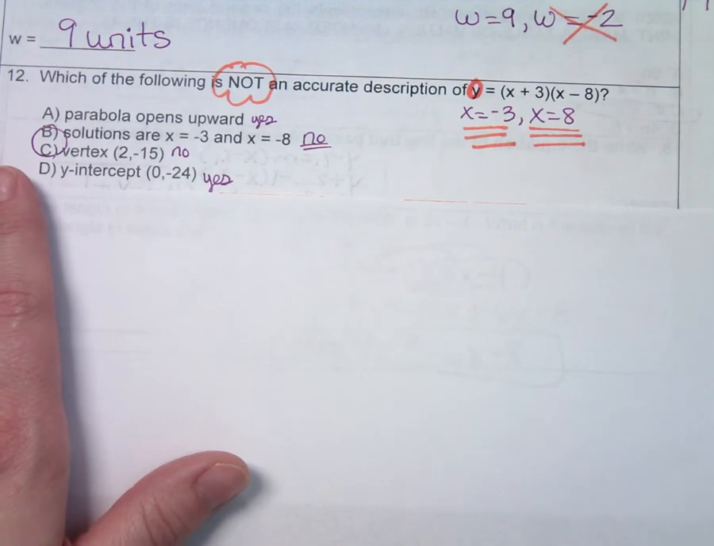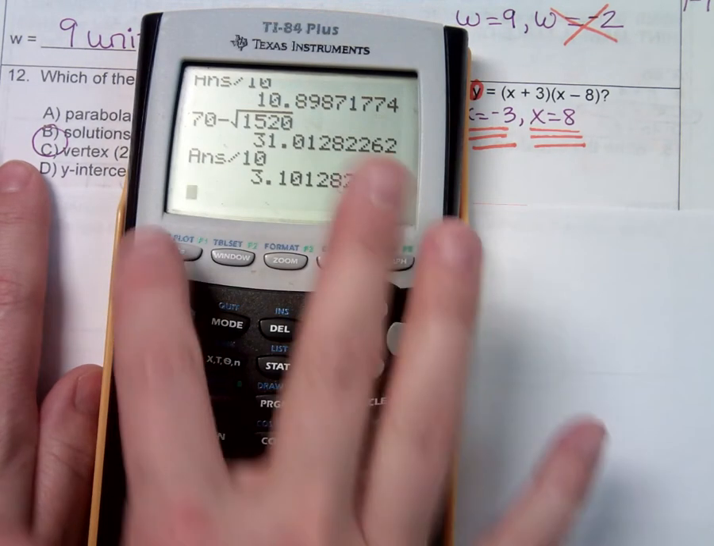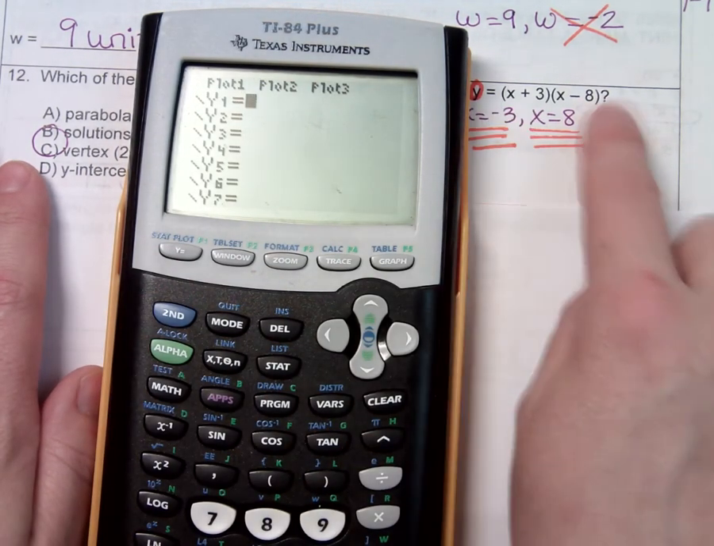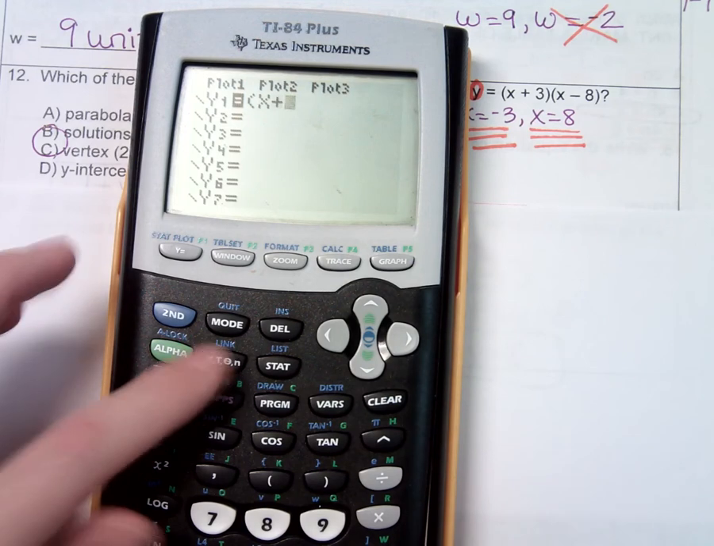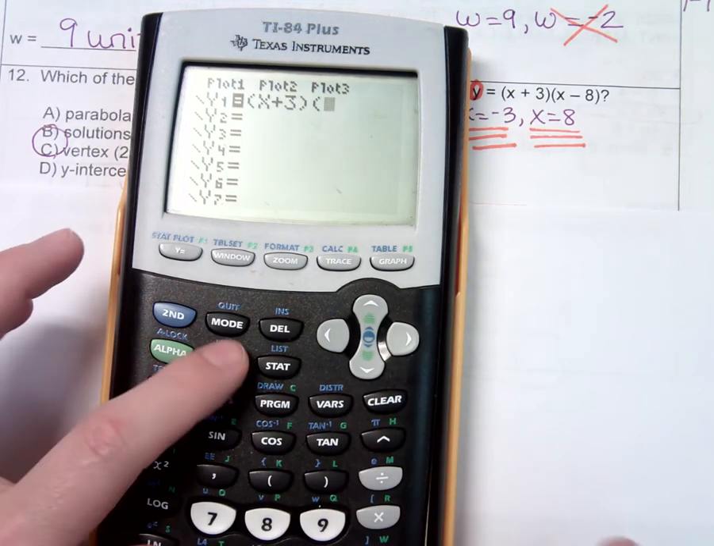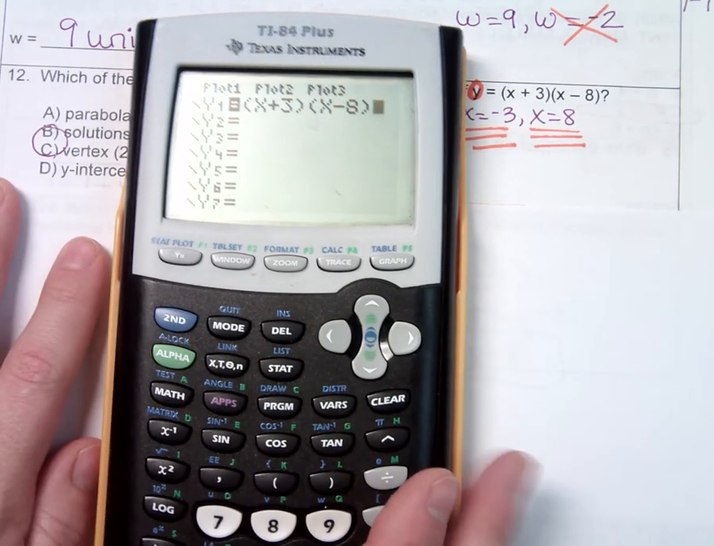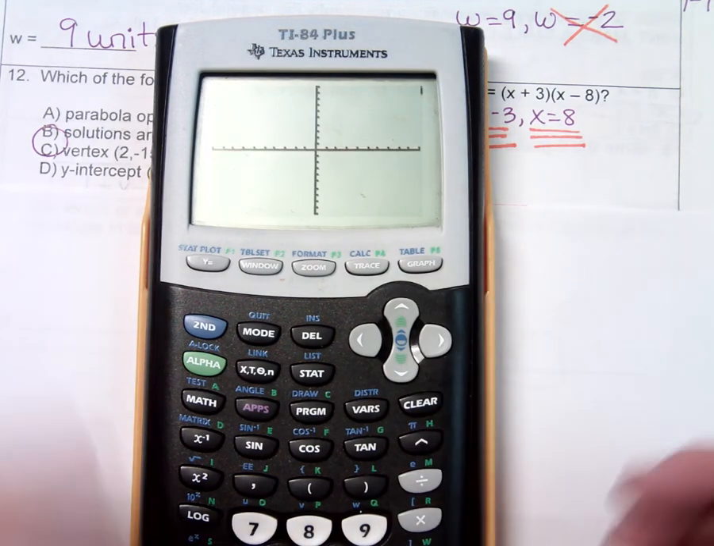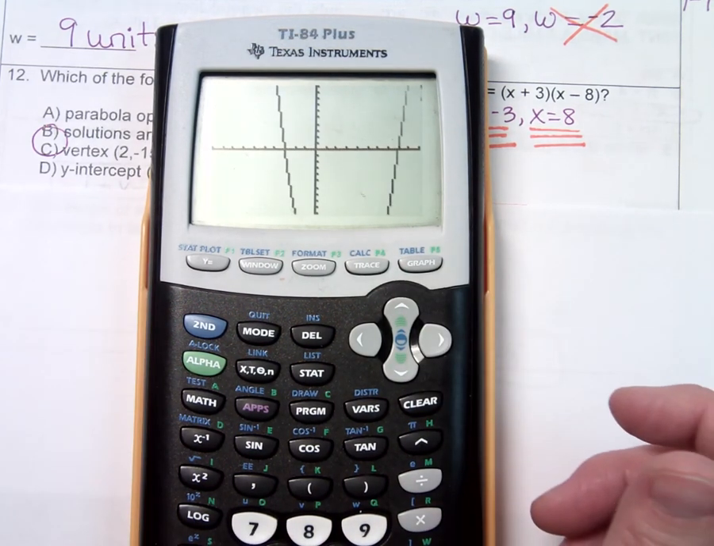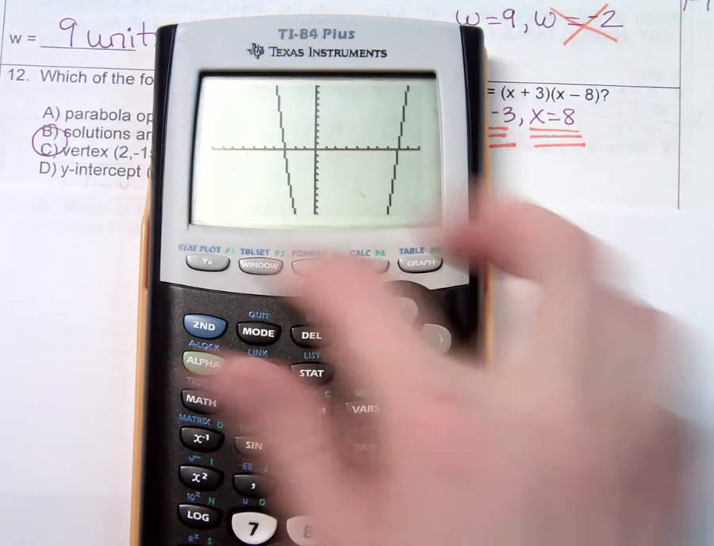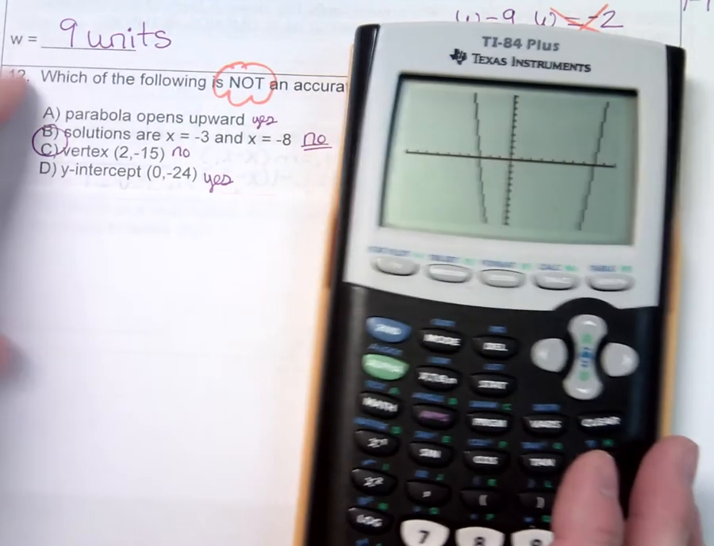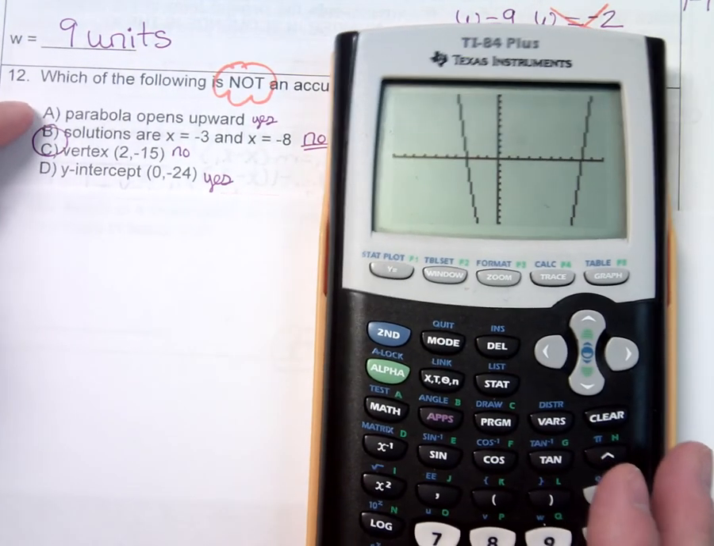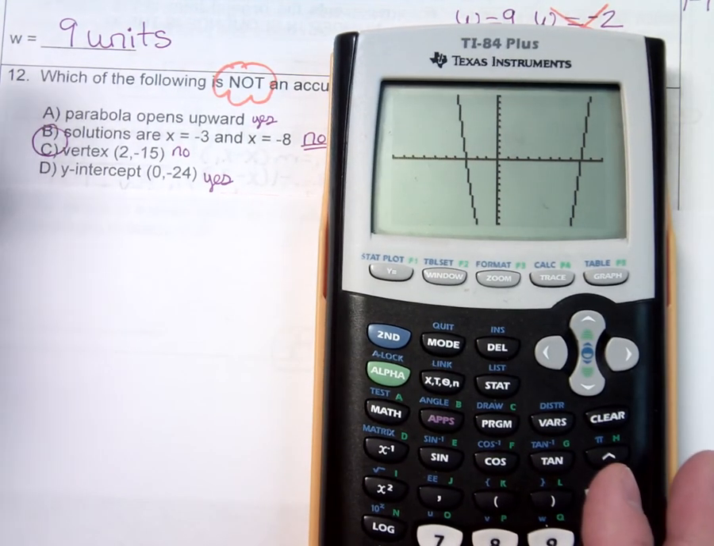So first thing I did was I went to the y equals on my calculator, and I just typed it in the way I see it. Parenthesis x plus 3, parenthesis x minus 8, and I'm going to hit graph. Okay, I can see that it's a parabola that opens upward. So that's how I knew A was true.